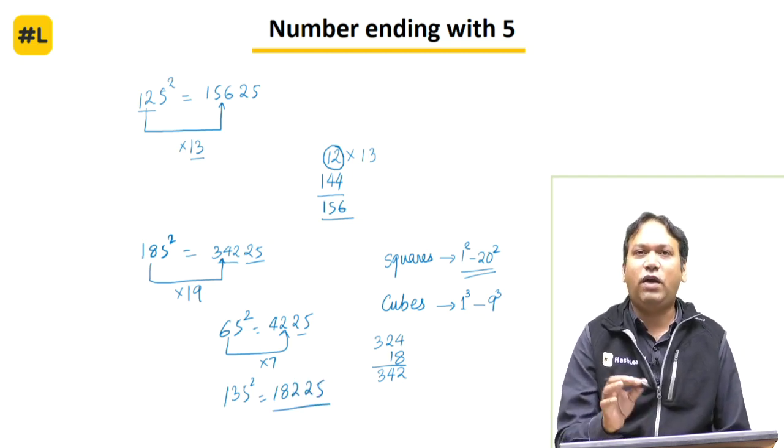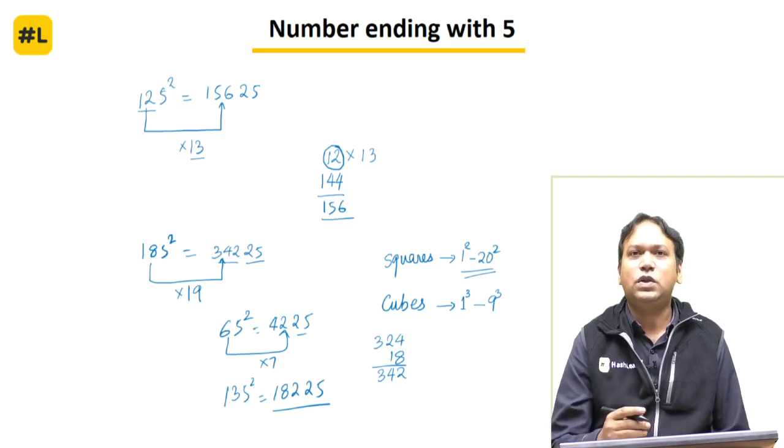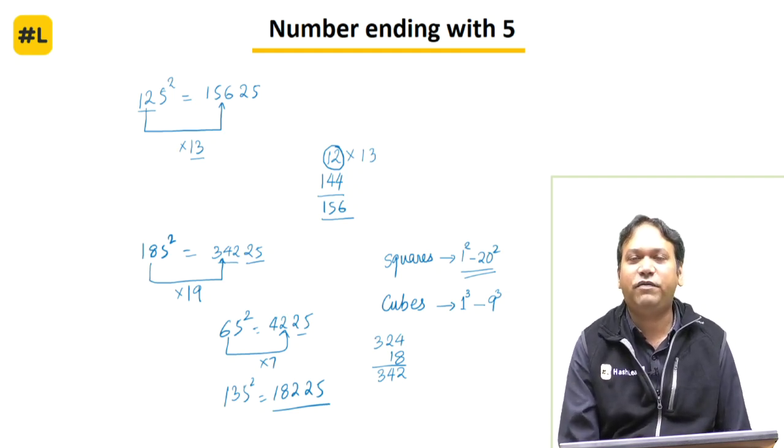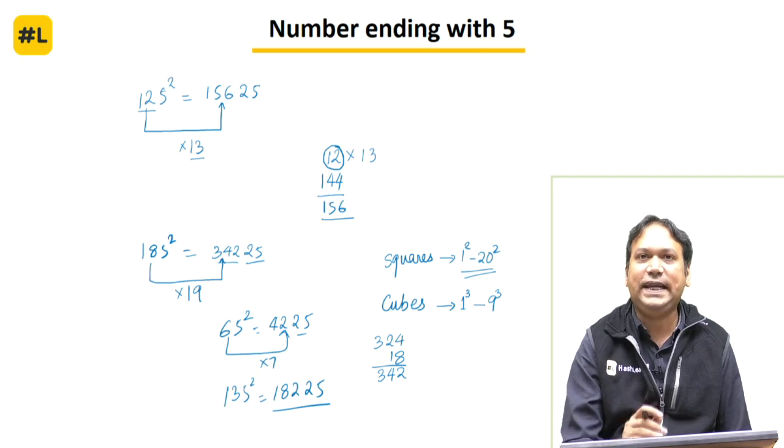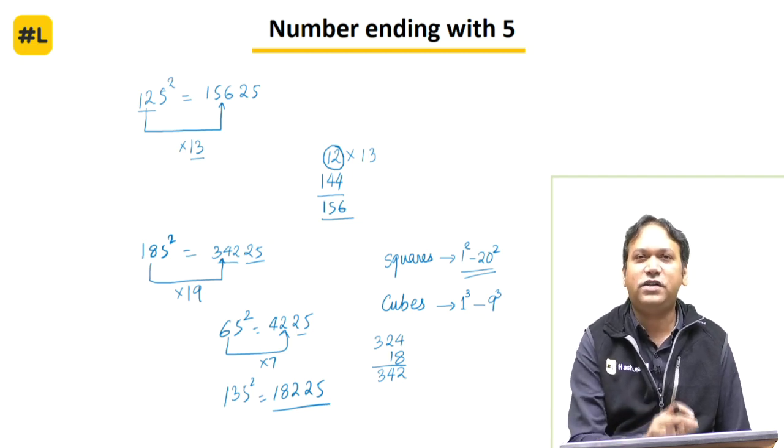You have learned the trick. Now you have to practice this again and again, so that you can become a master in finding out the square of numbers ending with 5. So we have covered the first technique for you, a very basic, a very simple technique.